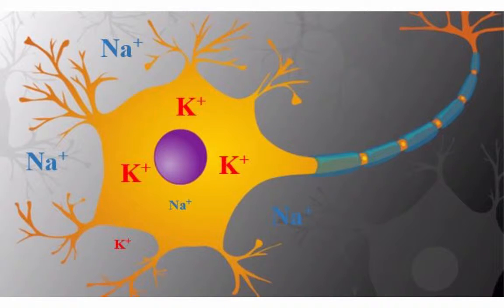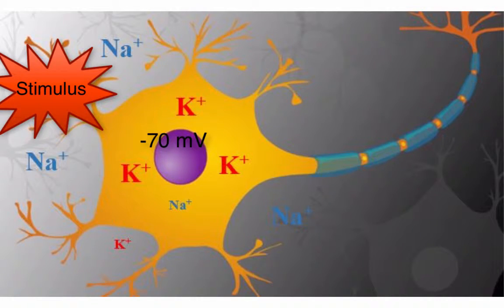This distribution, along with other ions, creates a voltage of negative 70 millivolts inside the neuron. That is our resting neuron before we send an action potential. In the first stage of an action potential, a stimulus is received and ions start to move. This stimulus must reach a threshold of negative 55 millivolts for an action potential to be sent. Once the threshold is reached, all other events will follow the same sequence.